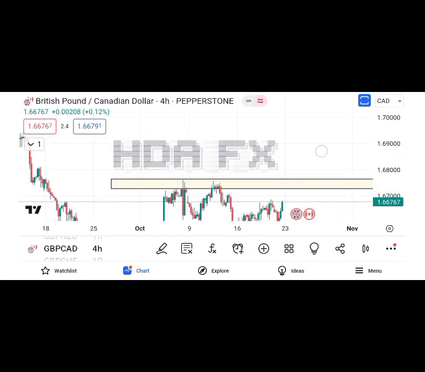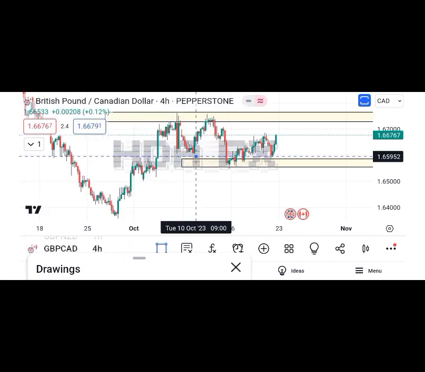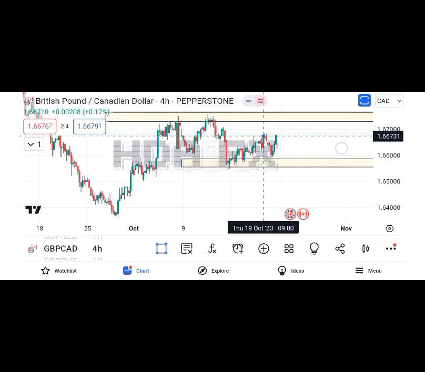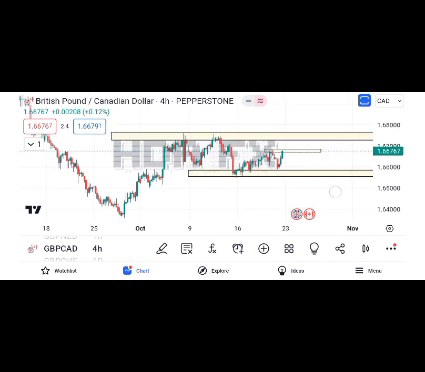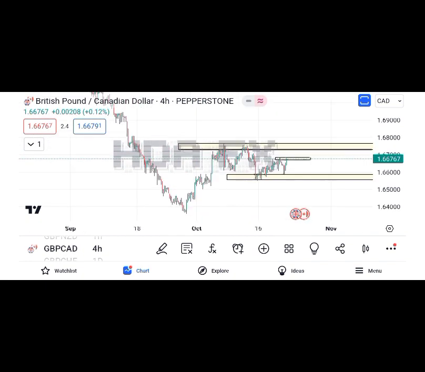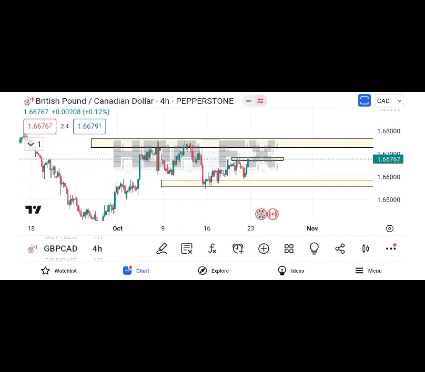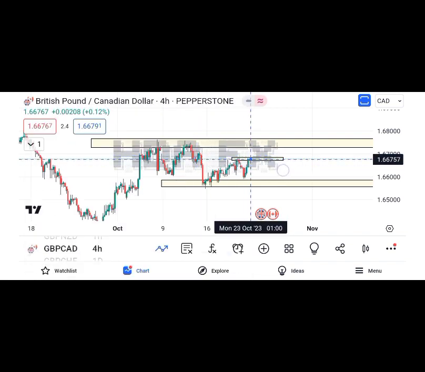On the 4-hour time frame, we have another structure here, and another structure here. So now, this coming week, I'm expecting GBPAUD to move downwards. I want to see GBPAUD move downwards this coming week. So I want to see price drop from this side.